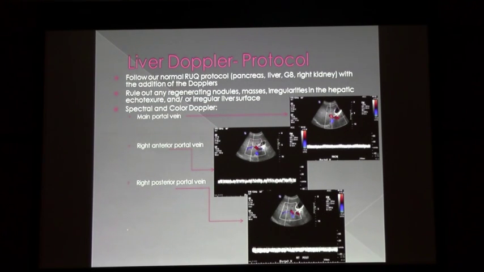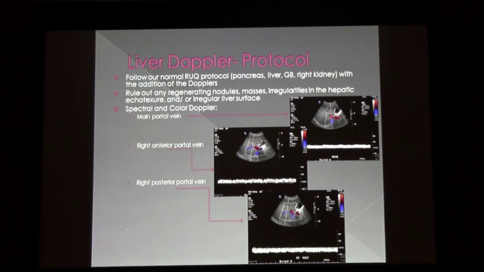Our normal protocol for liver Doppler. So we follow through with our right upper quadrant protocol, the pancreas, liver, gallbladder, and right kidney, with the addition of our Dopplers. And I don't know if everyone's learned this, but one thing I learned back in school with abdominal Doppler is you do not invert your spectral or your color Doppler. You should always keep it true.